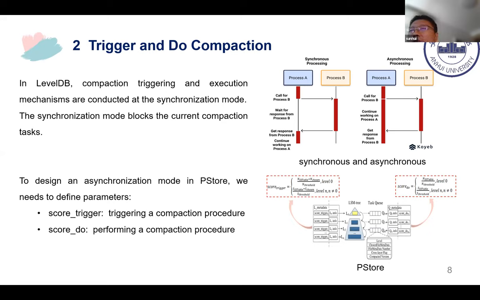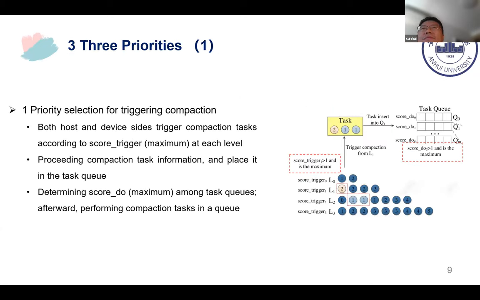We analyze the two metrics and redefine the threshold for the two metrics, to trigger and conduct the compaction. In an asynchronous model, now we will present the three priorities in TSTOM.